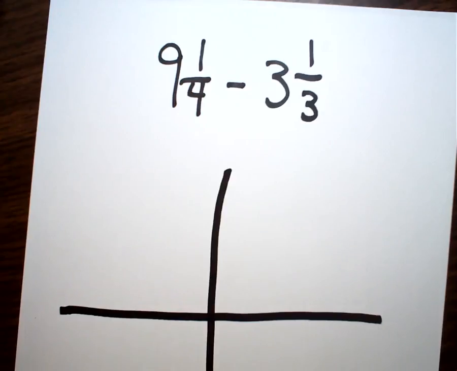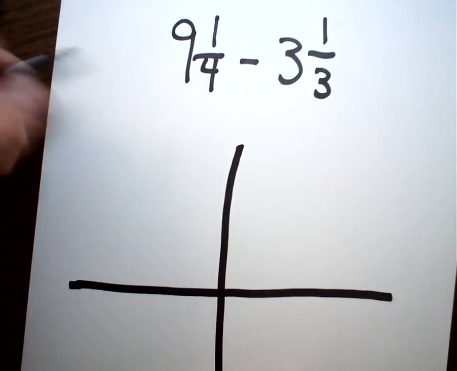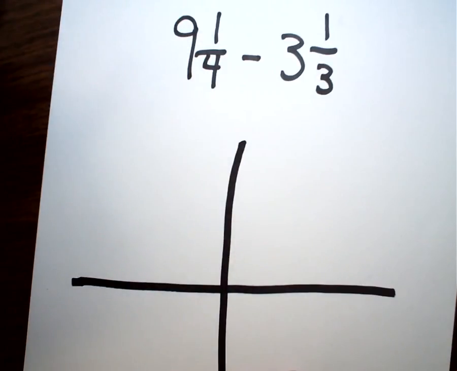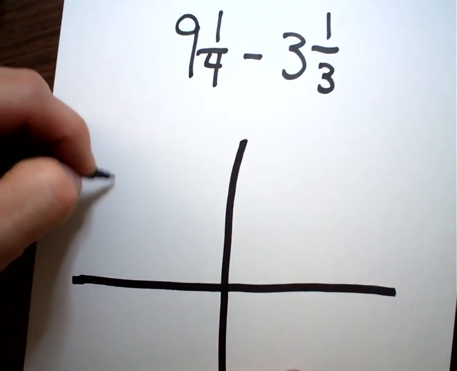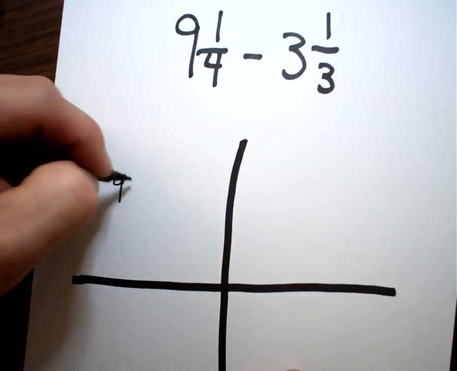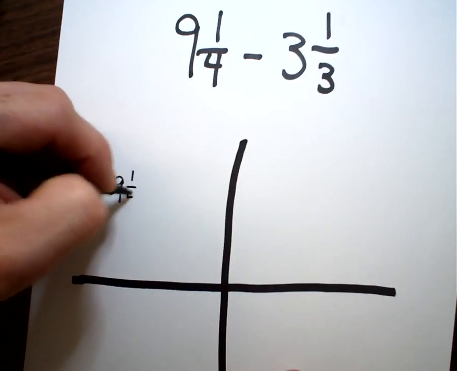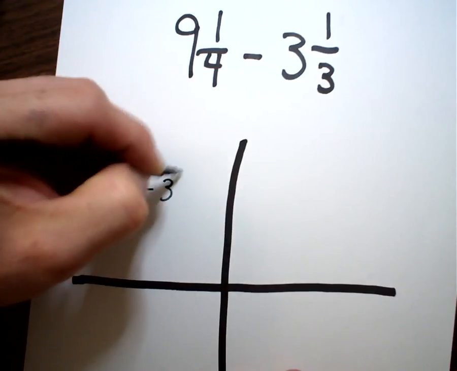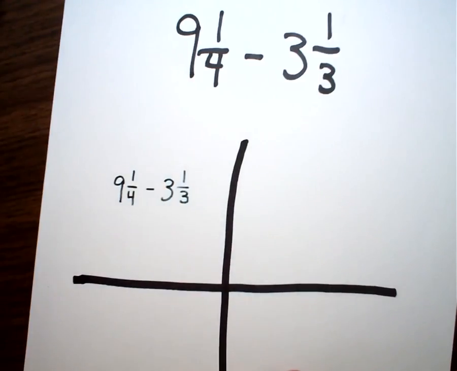In the first quadrant, we're going to rewrite the problem because you're not always going to have a lot of space to solve, and you might want to recreate this on your scratch paper. So the first step here is to rewrite the problem. 9 and 1/4 minus 3 and 1/3. That is the problem we're solving.